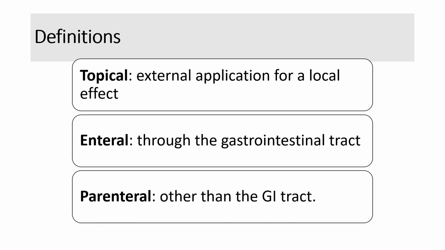The parenteral routes include all routes whereby the drug is introduced into the body through other organs other than the GIT or the gastrointestinal tract. For instance, a patient can receive an intramuscular injection whereby the drug is introduced directly into the muscle.